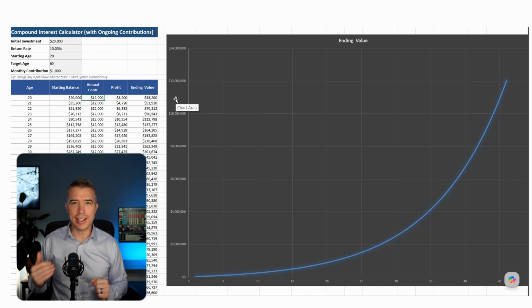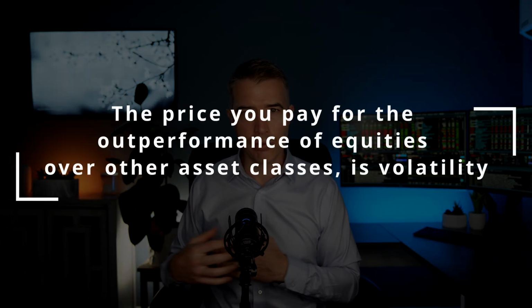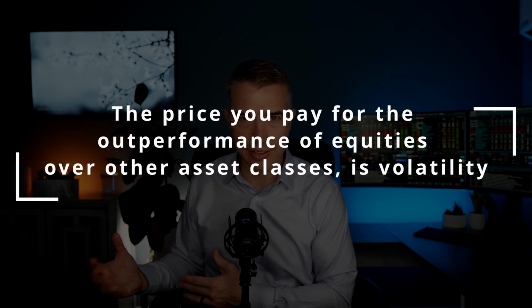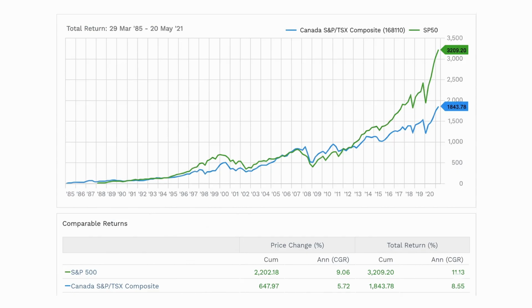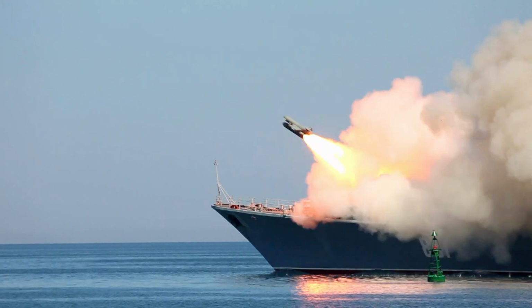Now, in real life, will it be a nice smooth line like this graph? Of course not. Markets simply don't work that way. The price you pay for the outperformance of equities, of stocks, is volatility. I'll say that again. The price you pay for the outperformance of equities over other asset classes is that volatility. This graph is 45 years. Let's take a look at the last 45 years. As you can see, it's not a straight line. But through it all, if you can build a portfolio of wonderful companies that are well situated for the future and hold through good times and bad times, including wars, pandemics, interest rate shocks, political upheaval, etc., and never interrupt that compounding process, then you can achieve this type of portfolio.